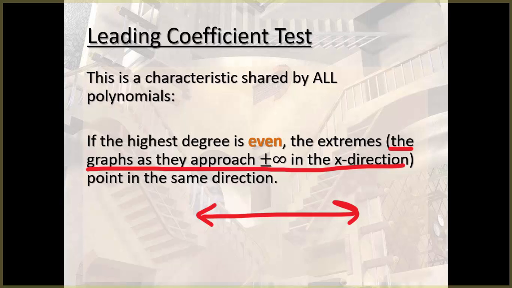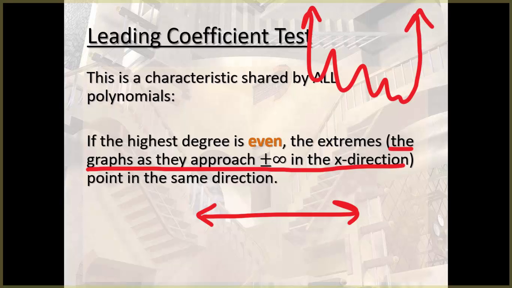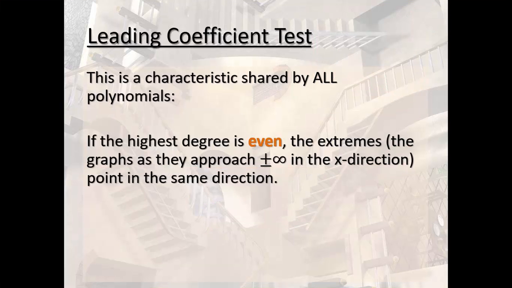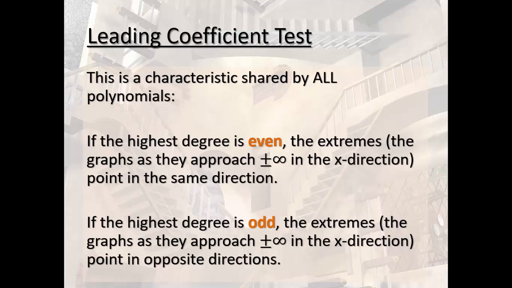I mean, there's all kinds of things that can happen in between. You could have an even power that looks like this, but in the end, it's going to be going up again just like it did on the other side. If the highest degree is odd, then the extremes point in the opposite direction.